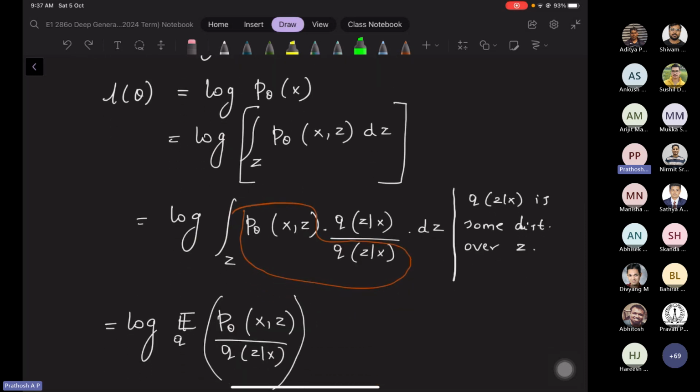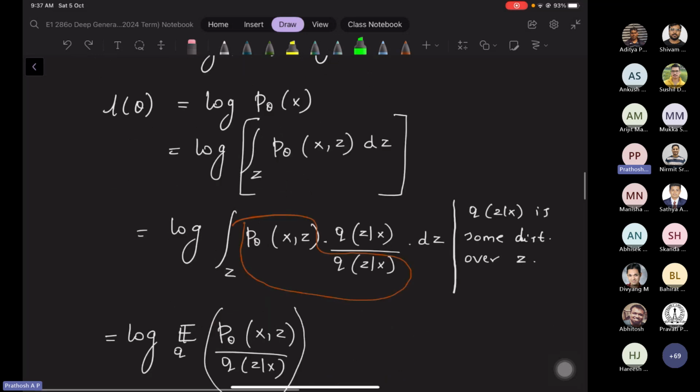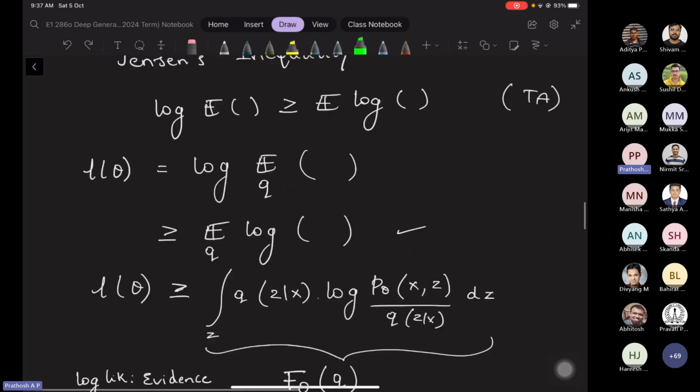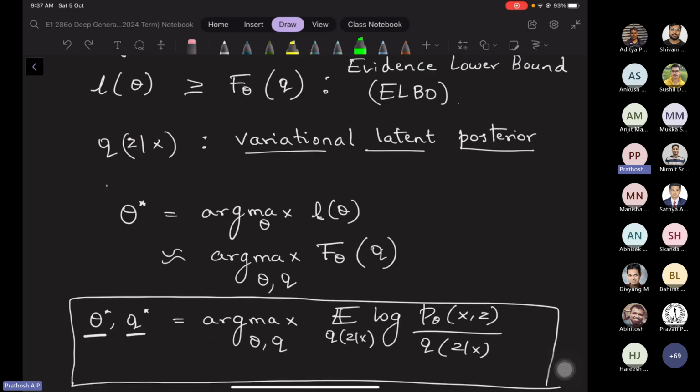How did we do that? We wrote down the log likelihood as L theta, and we multiplied and divided the log likelihood by some distribution that we would want to estimate on the latent space, call it Q of z given x. And then with Jensen's inequality, what we found was that there exists a lower bound on the log likelihood that we would want to optimize.